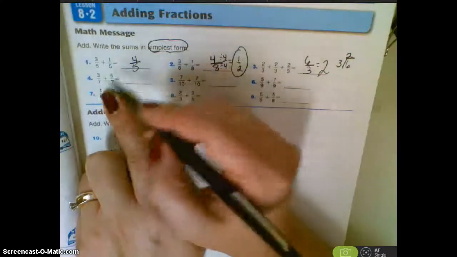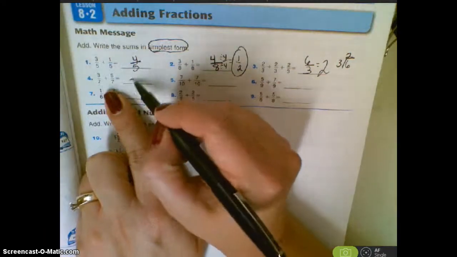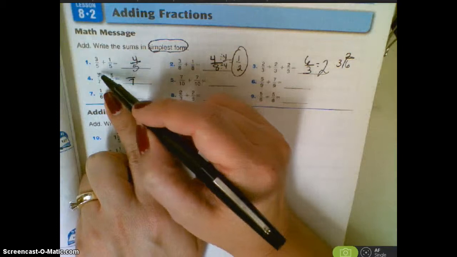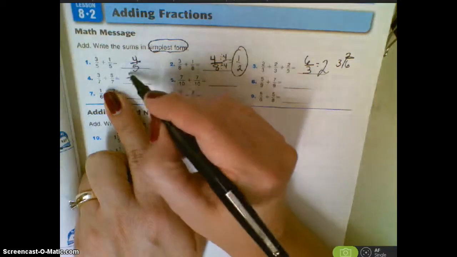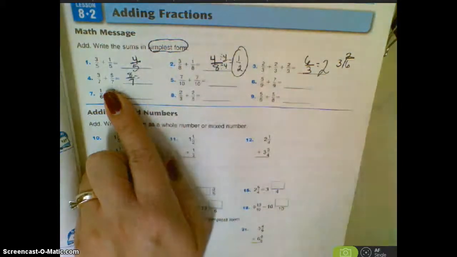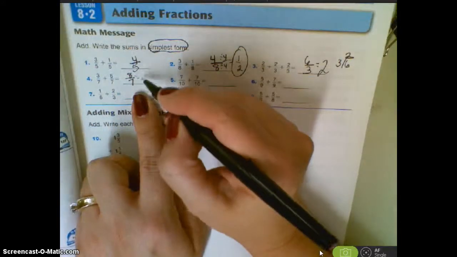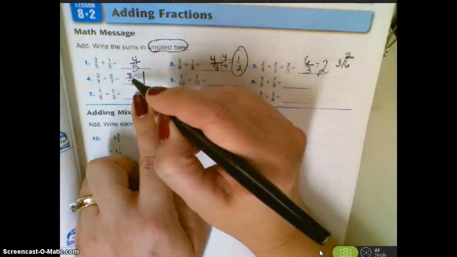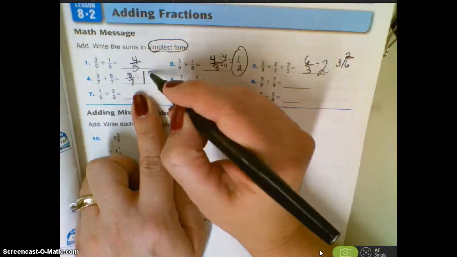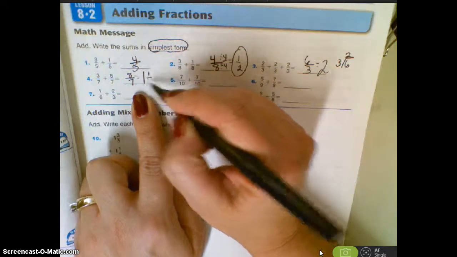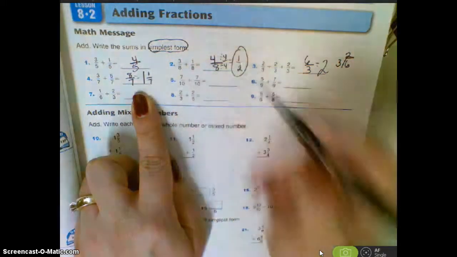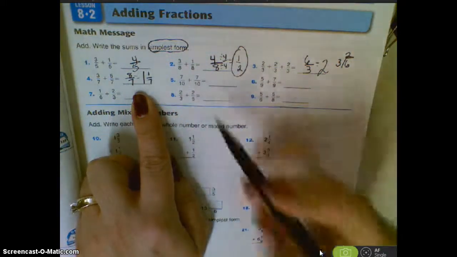Denominator 7, so we'll keep it the same. And we'll add our numerators. 3 plus 5 is 8, and we need to do some regrouping here. I can take 7 out of 7 out, and that will equal 1. If I take 7 out of this one, I have 1 left over, and I keep my denominator 7. So 1 and 1/7 for that one.